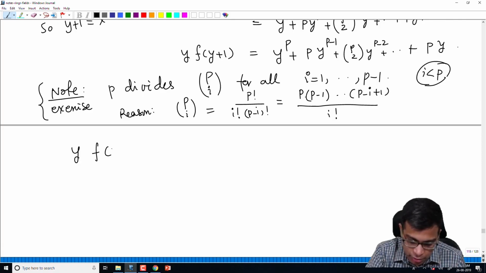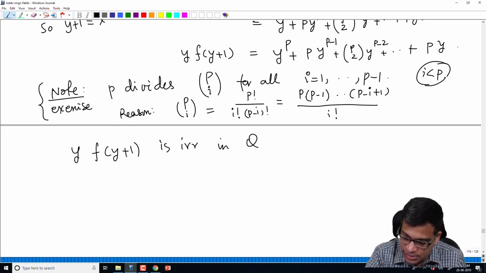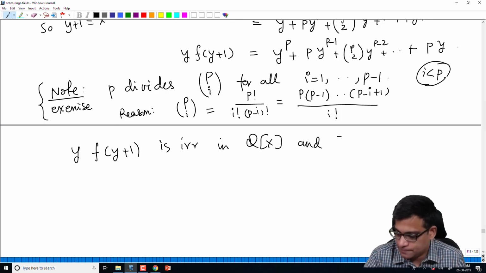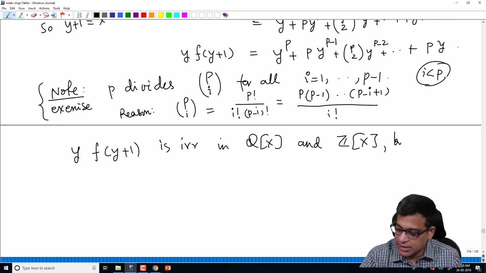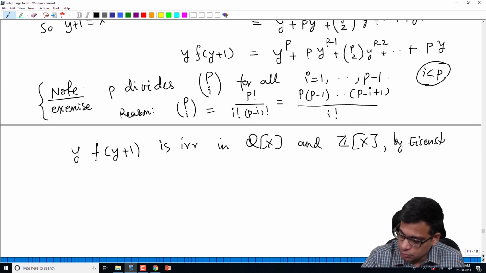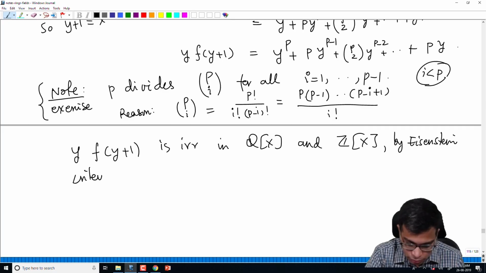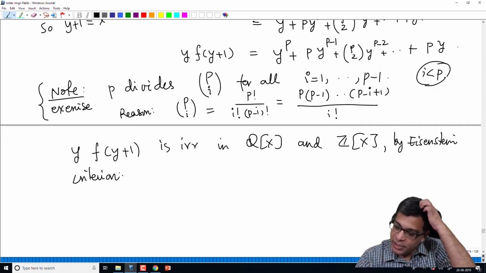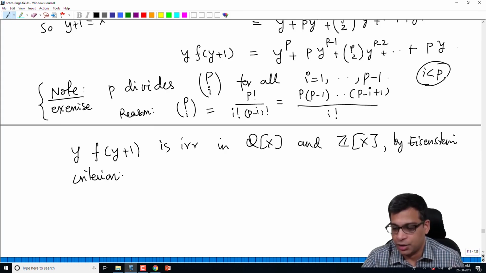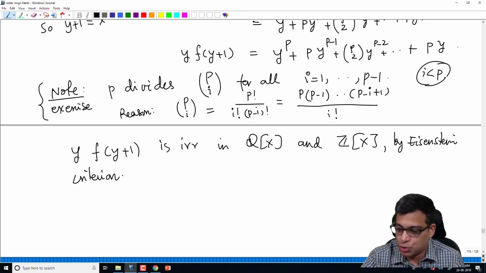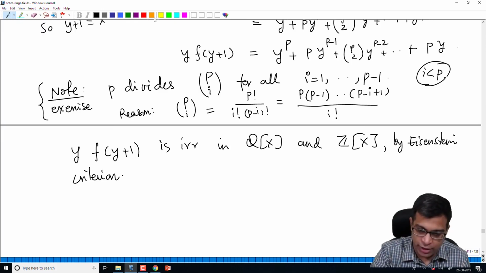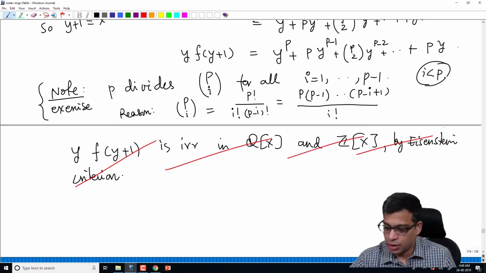So y times f(y+1) is irreducible in Q[x] and Z[x] by Eisenstein criterion, right? This is because p divides all the coefficients other than the leading coefficient. p divides this, p divides p choose 2, p divides p choose 3, p divides p, and p squared does not divide the last coefficient. Okay, so actually, sorry, this is not quite correct, so I should continue one more step.